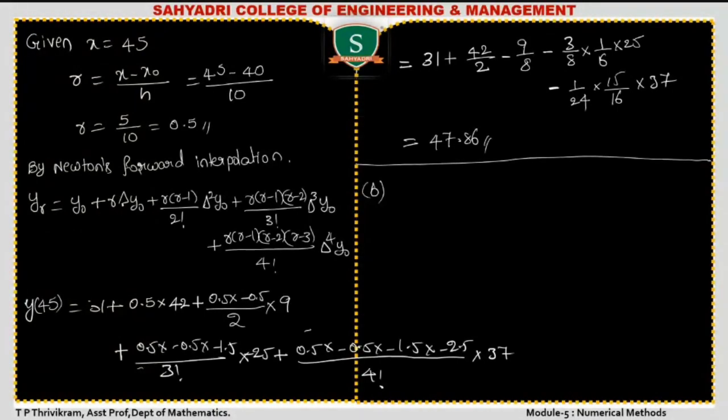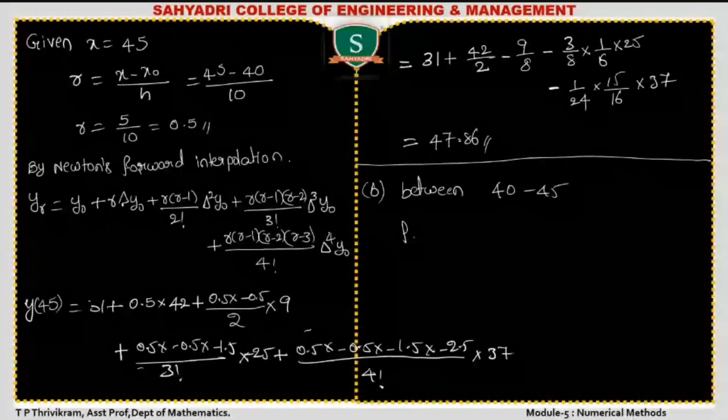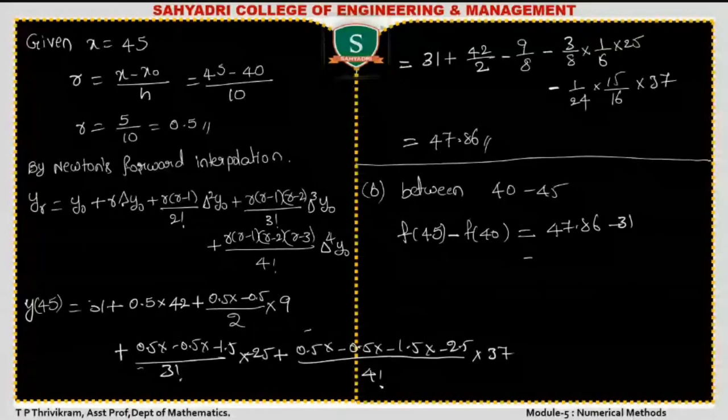Okay. If I want to get the number of students between 40 to 45, how will you get this? That means here, if I want to get this, f of 45 minus f of 40. If I do this, what happens? That means we have to do 47.86 minus 31. How much you'll get? That is the answer.